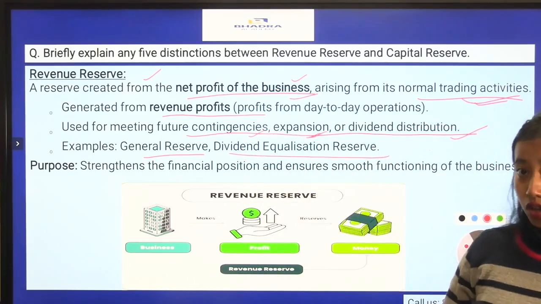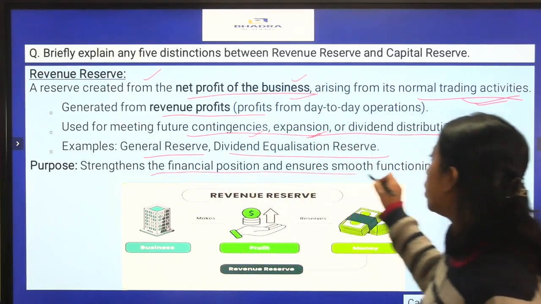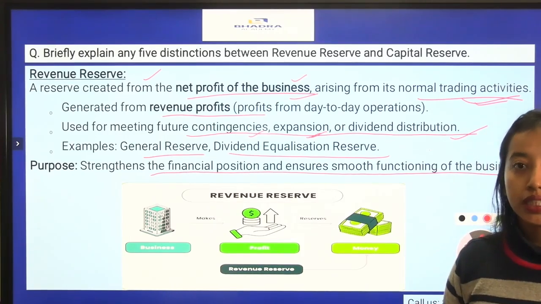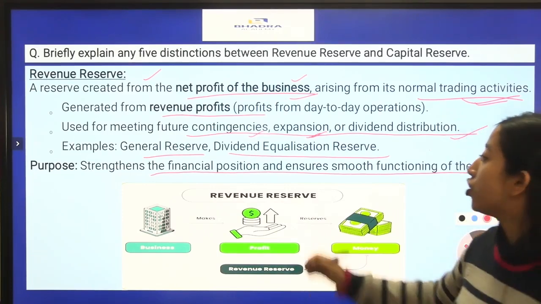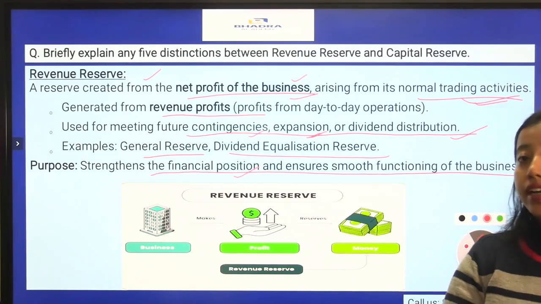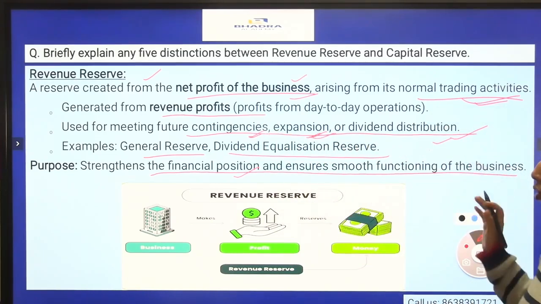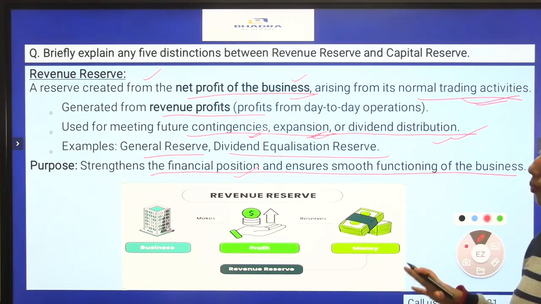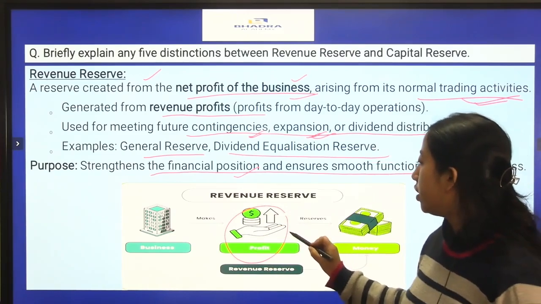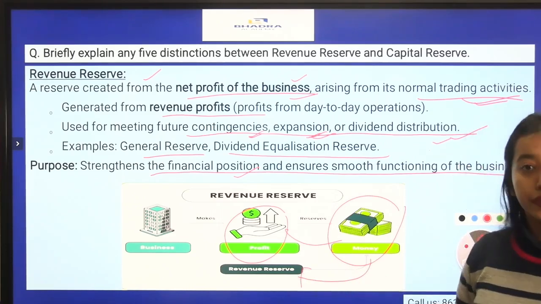The purpose of a revenue reserve is that it strengthens the financial position and ensures smooth functioning of the business. When a business creates a revenue reserve, it strengthens the financial position because a certain sum of money is already set aside for future contingencies, expansion, and dividend distribution. So this was the concept of a revenue reserve. When a business earns profit, a part of that profit is set aside, and that we call revenue reserve.